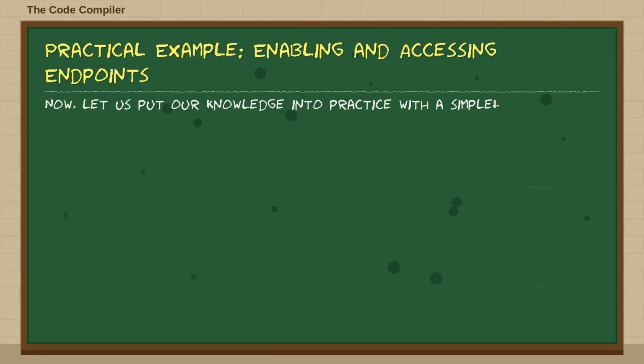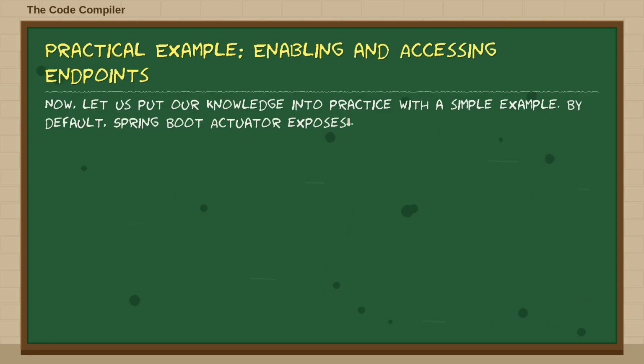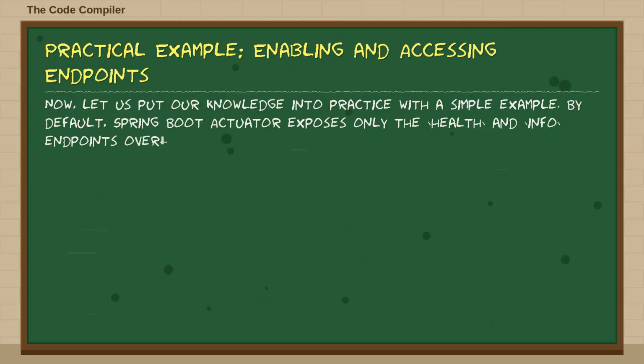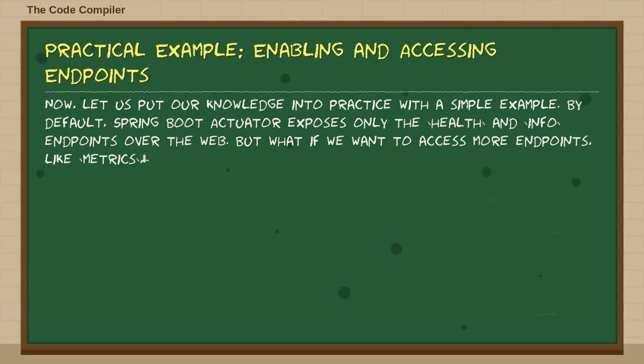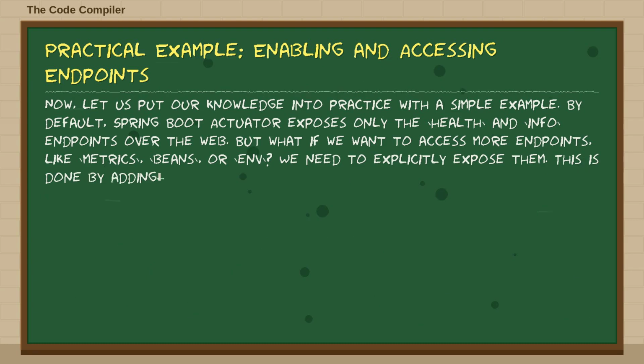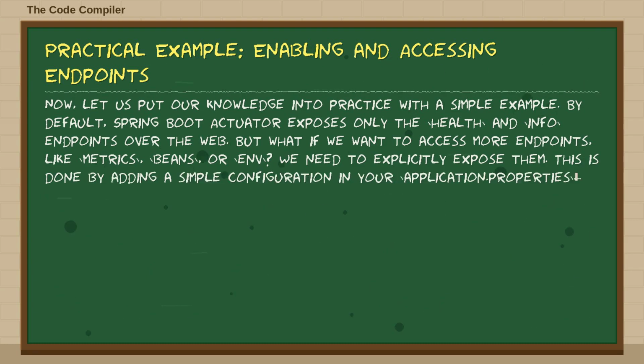By default, Spring Boot Actuator exposes only the health and info endpoints over the web. But what if we want to access more endpoints, like metrics, beans, or env? We need to explicitly expose them. This is done by adding a simple configuration in your application.properties file. We will specifically expose all web endpoints for demonstration purposes, though in a production environment, you would be more selective for security reasons.